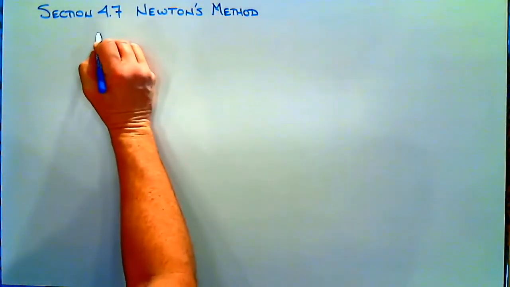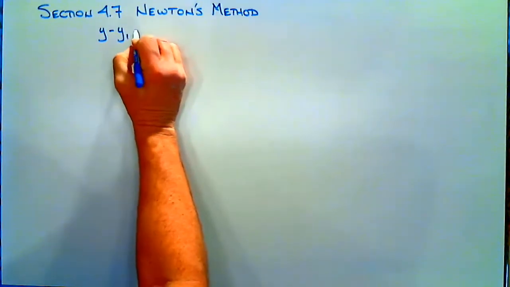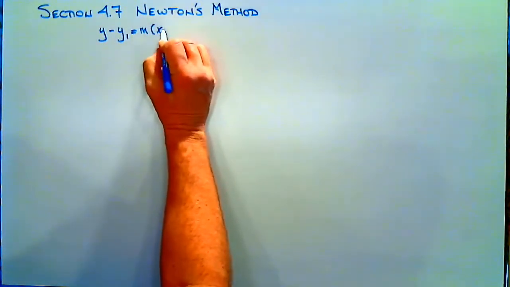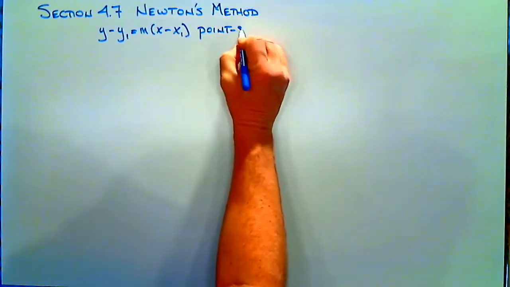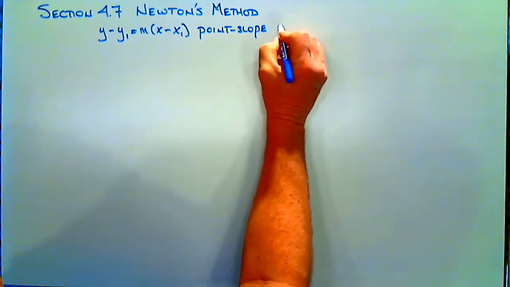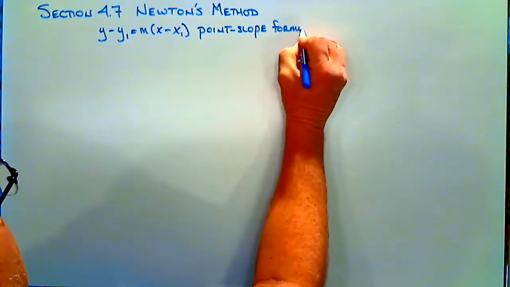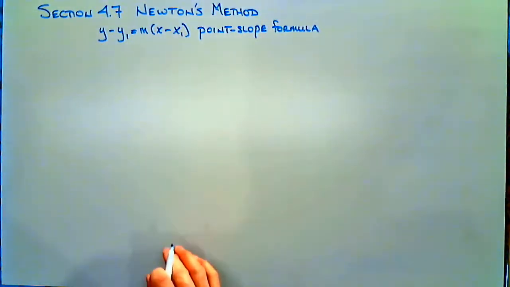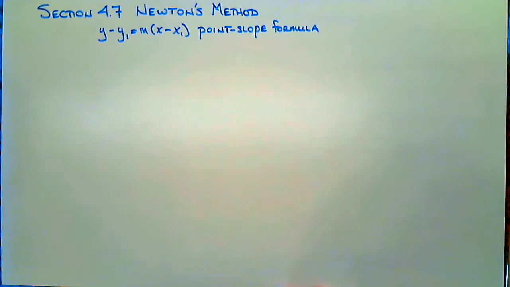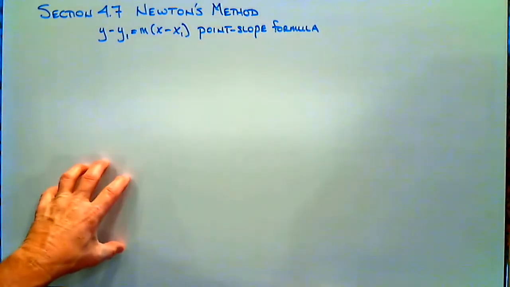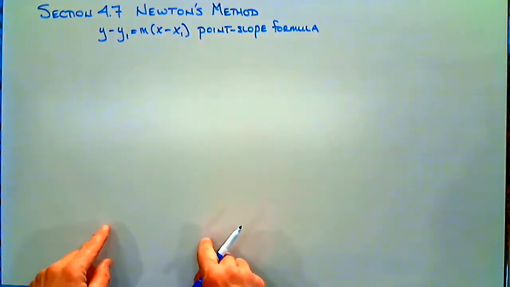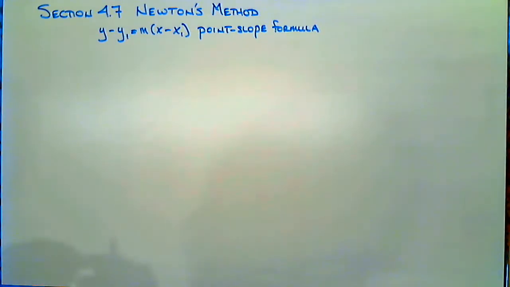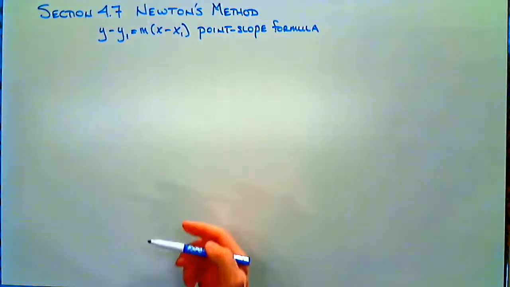Where does Newton's method begin? Well, Newton's method begins here. y minus y1 equals m times x minus x1. In other words, Newton's method begins with the point-slope formula from algebra. We're going to develop the formula for Newton's method, and while developing it, we're going to get to what we would typically find in a box. If we can't remember what's in that box come a midterm or a test, then it's always nice to have an idea of where Newton's method comes from.